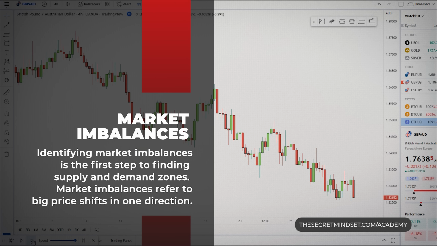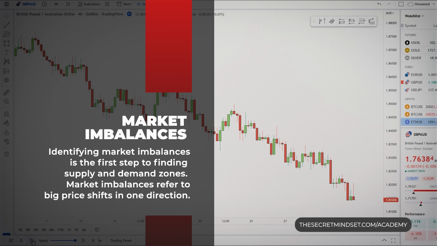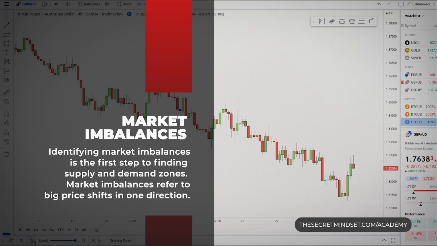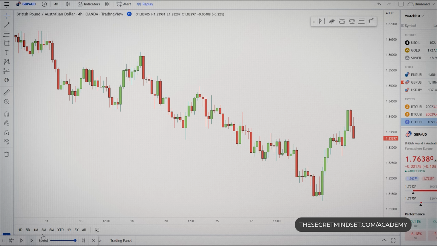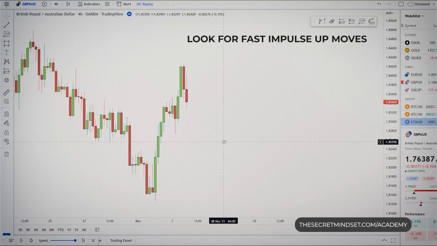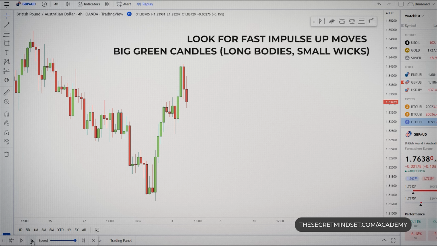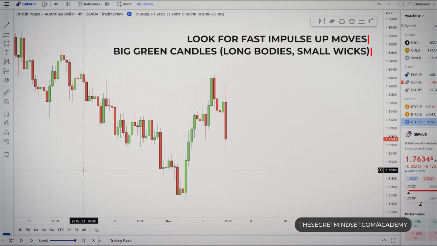Identifying market imbalances is the first step to finding supply and demand zones. Market imbalances refer to big price shifts in one direction. To locate demand zones, you look for a fast impulse move. The key point to remember while finding the market imbalances is to keep an eye on big green candles. You can identify these candles by their long bodies with little to no wicks.